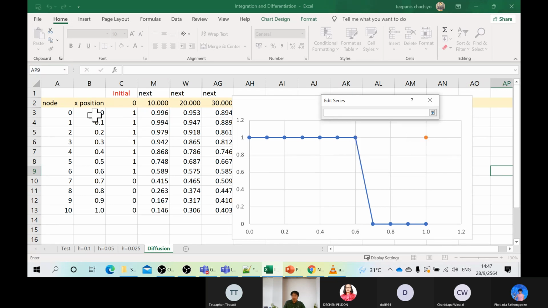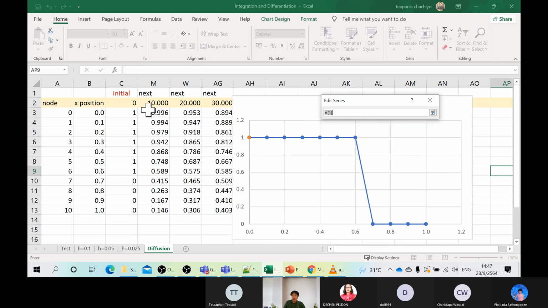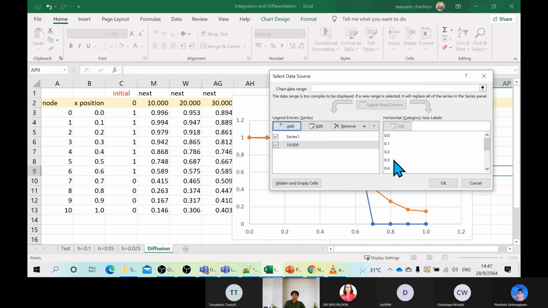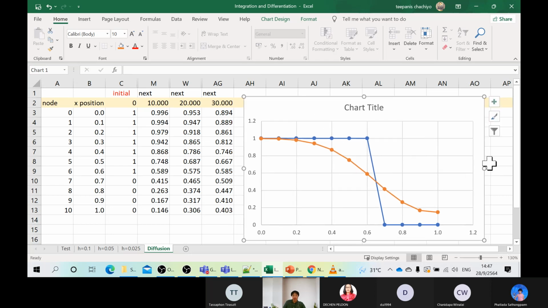And what's my X value? Those are the X values. And what will be my vertical value? Yeah. And then there you go. Looks very good. You know, in the next step number 10, it diffuses. So it gets to more of an equilibrium state.